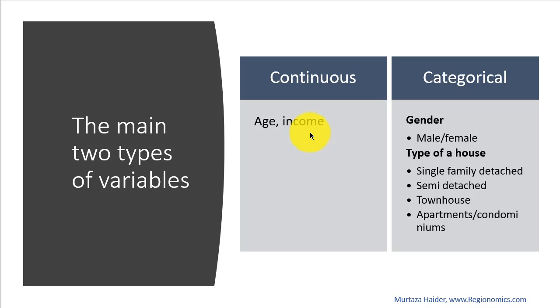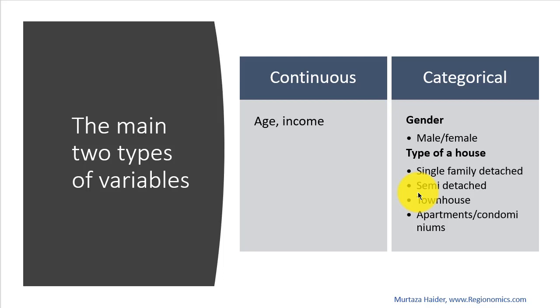The same cannot be said about categorical variables, because a 1 unit increase from, let's say, single family detached to semi-detached does not mean a 1 unit increase, as is the case with age. So categorical variables have to be treated differently, especially when they are being used as explanatory variables.